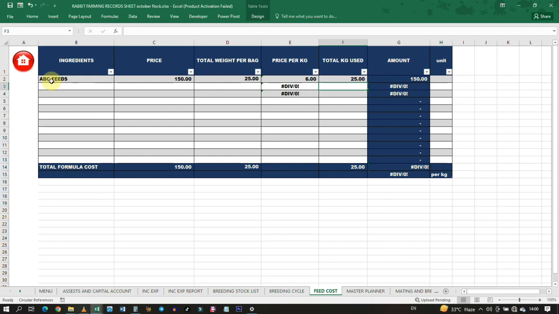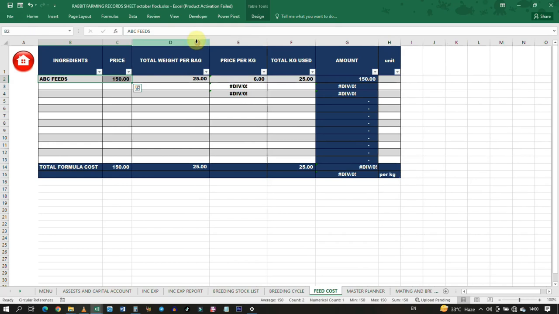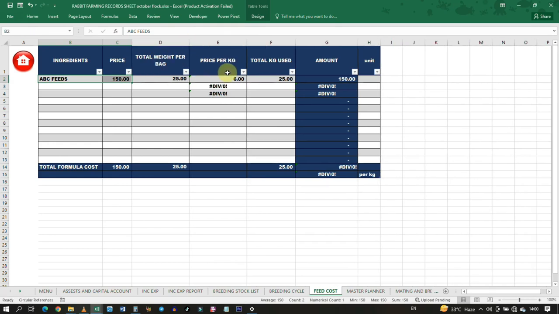So the moment you enter your ABC feed, the already made feed, it shows you the price per kilo. Since you don't have any records here, you have to clean these ones. I'll show you what to do in case you have more records. So ABC feeds, for example, is costing you 60 per kilo, and it automatically reflects here. If you have more ingredients, let's say you buy layer mash, I think it's 300 something now, and the weight per bag is 50.